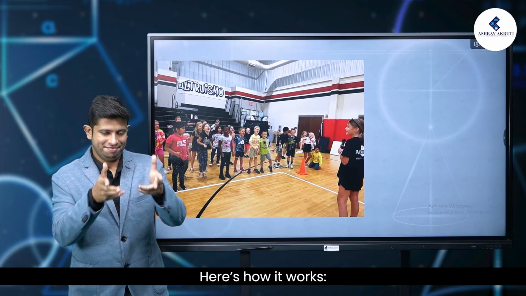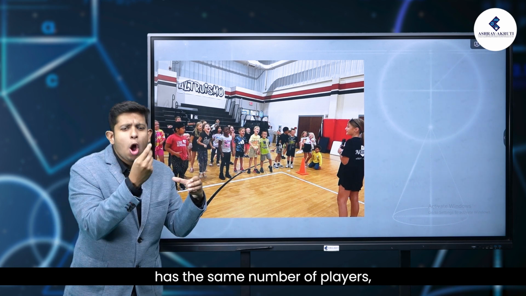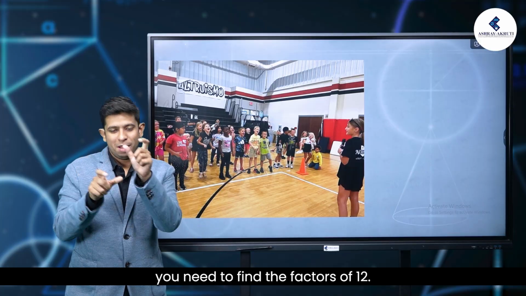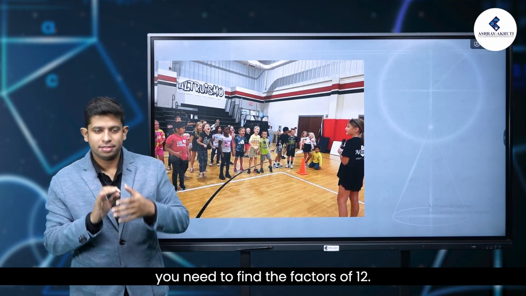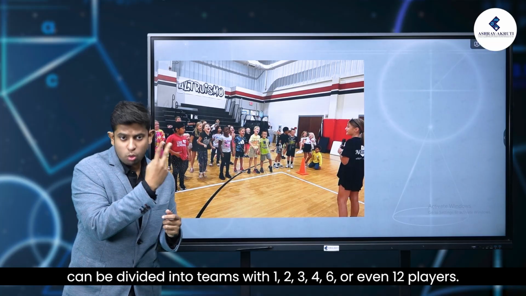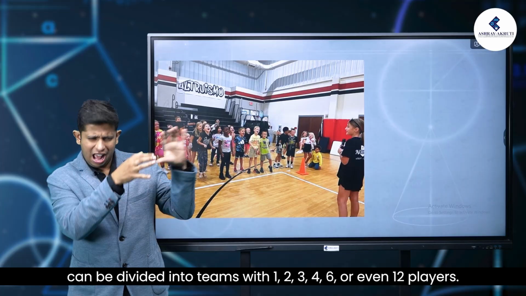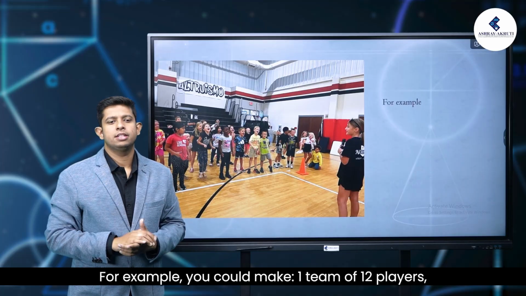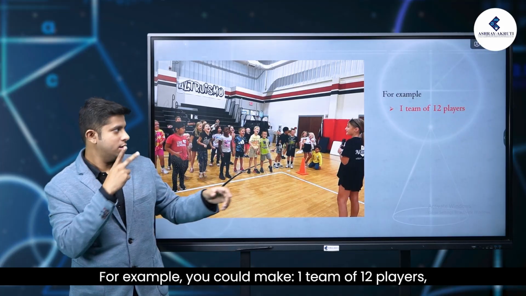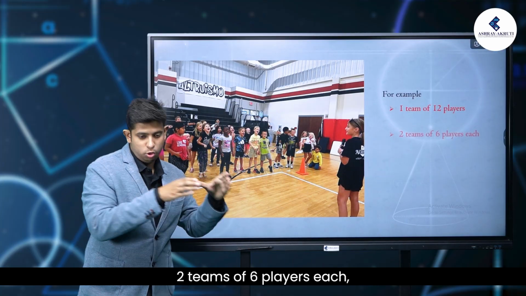Here's how it works. If you want to make sure each team has the same number of players, you need to find the factors of 12. The number 12 can be divided into teams with 1, 2, 3, 4, 6 or even 12 players. For example, you could make one team of 12 players. Two teams of 6 players.